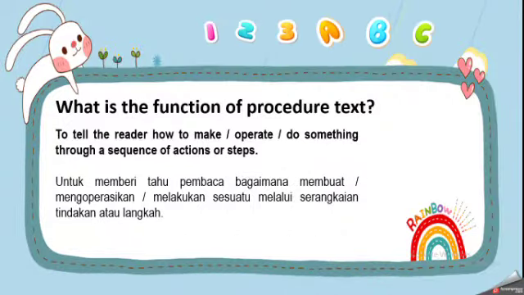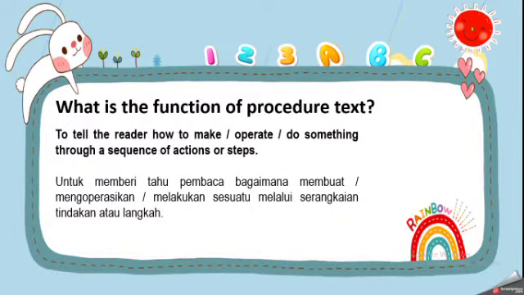What is the function of procedure text? The function is to tell the reader how to make or operate or do something through a sequence of actions or steps. Fungsinya adalah untuk memberitahu pembaca bagaimana cara membuat atau mengoperasikan atau melakukan sesuatu melalui serangkaian tindakan dan langkah-langkah yang dilakukan secara berurutan.